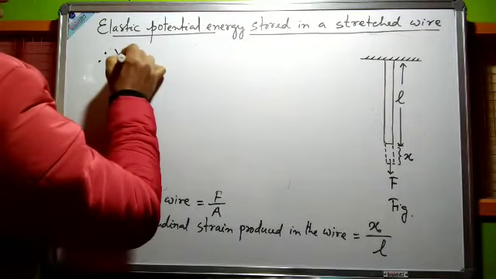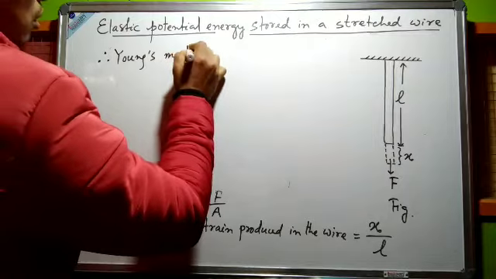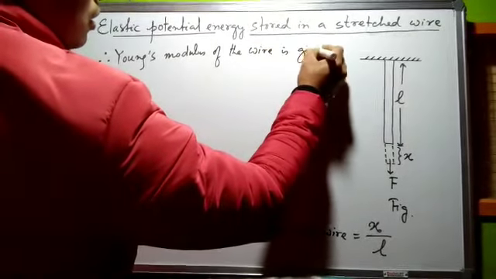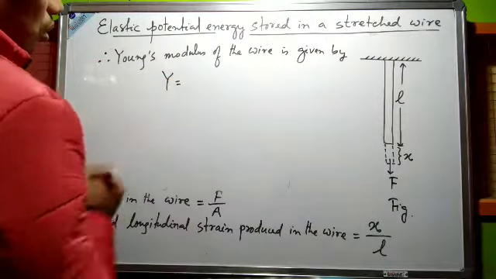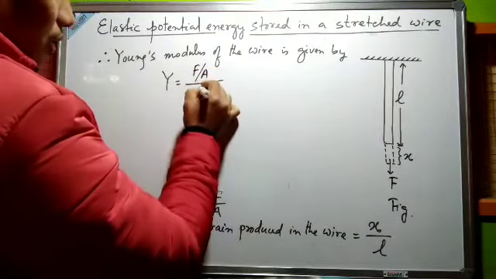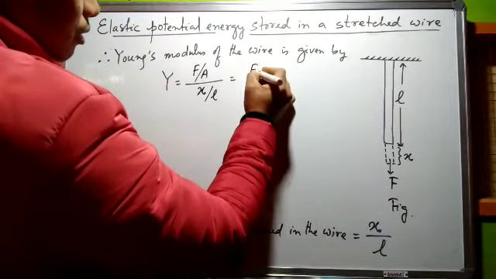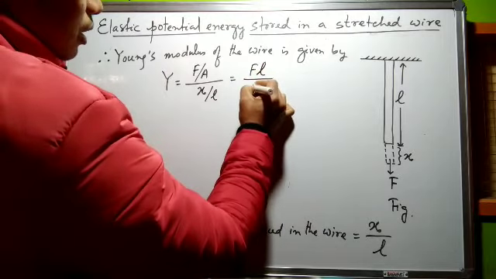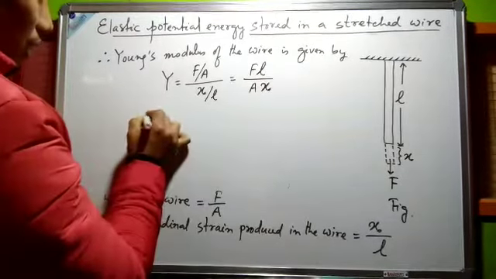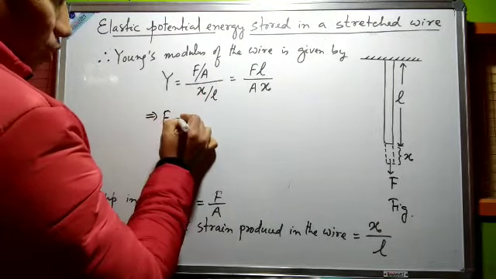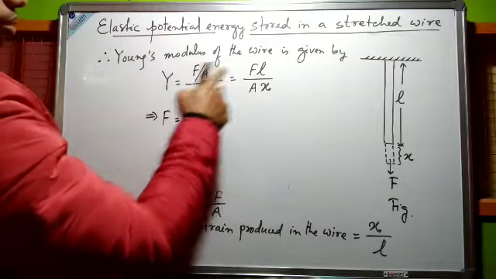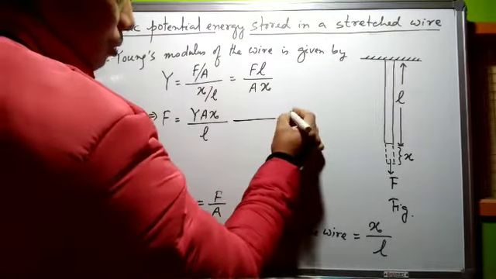Therefore, the Young's modulus of the wire is given by Y equal to the normal stress, that is F by A, divided by the longitudinal strain, that is x divided by L. So we may write Y = FL divided by Ax. Then from this we can find the deforming force in terms of Young's modulus: F = YAx divided by L. Write this as equation number 1.